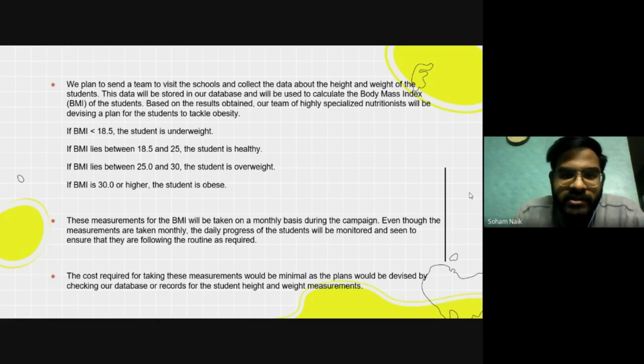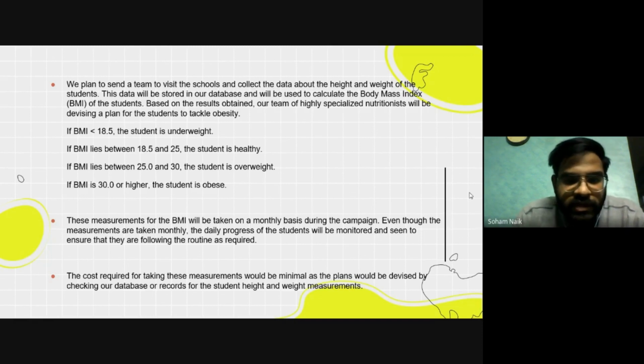Based on the results that we obtain, our team of highly specialized nutritionists will be devising a plan for students to tackle obesity. As you can see, we can classify the students as underweight, healthy, overweight, or obese. These measurements for the BMI will be taken on a monthly basis during the campaign. Even though the measurements are taken monthly, the daily progress of the students will be monitored and seen to it that they are following the routine as required.